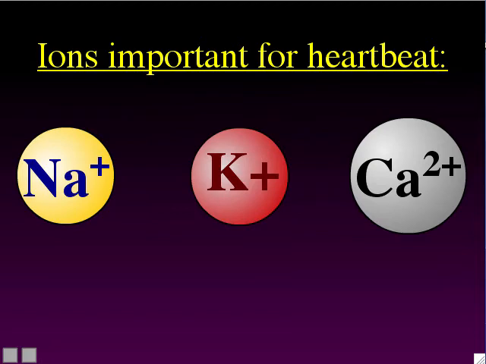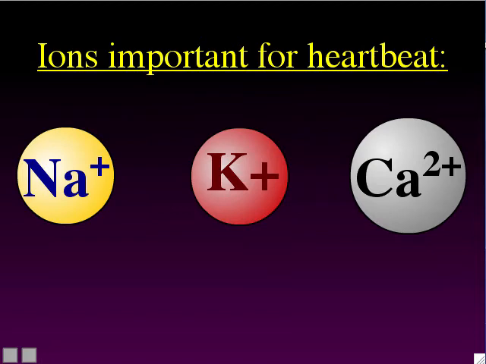Now, why are these three ions in particular important to the proper rhythm of your heart? Well, because the conducting tissues of the heart and the cardiac muscle cells of the heart use these three ions for depolarization and repolarization. So if these are not at their normal concentrations in your blood, then the conducting tissues and the cardiac muscle cells just don't receive the right concentrations of them to do normal depolarizations and repolarizations.